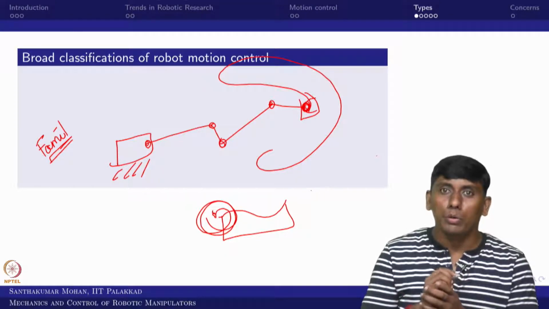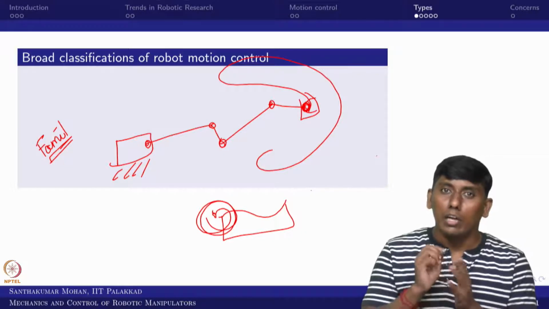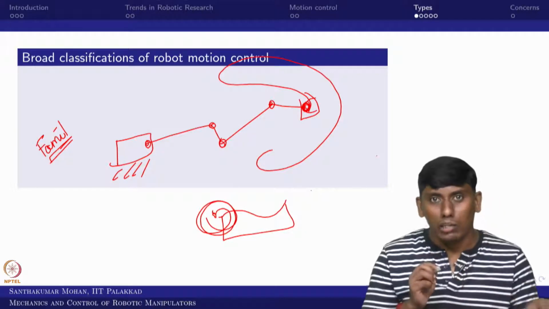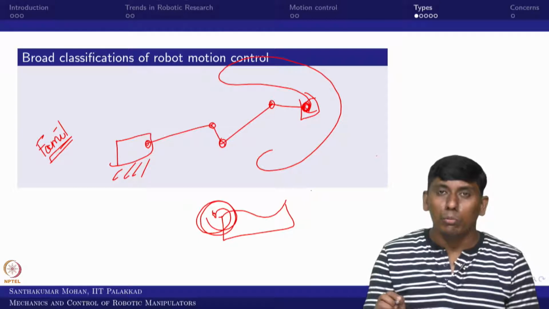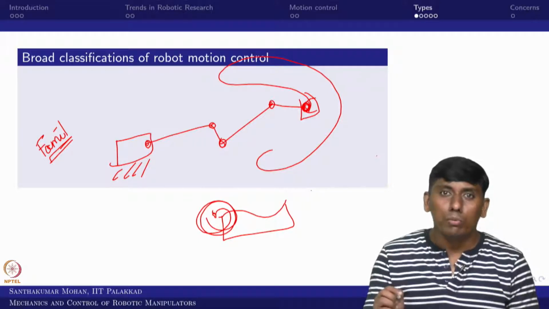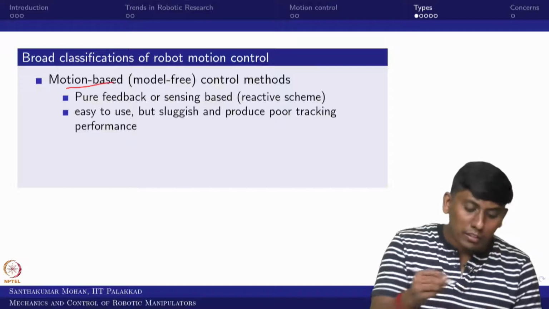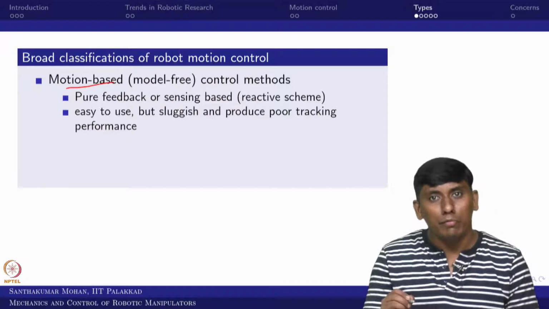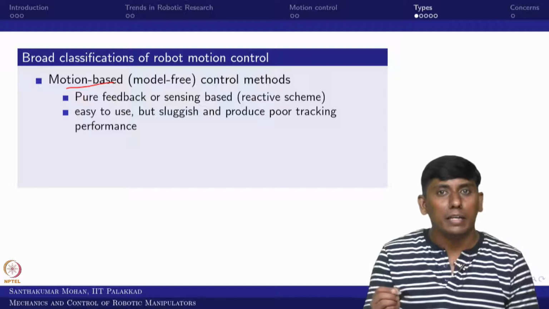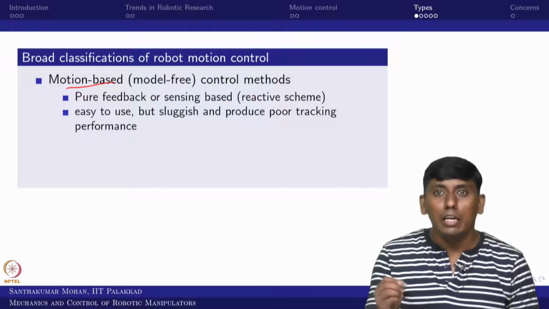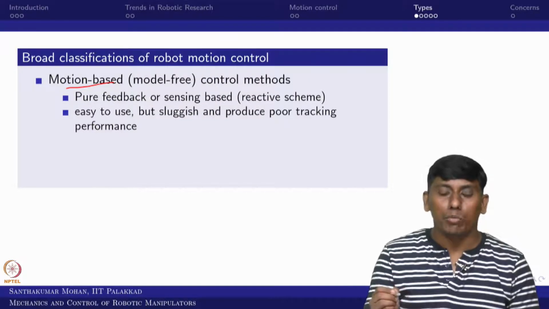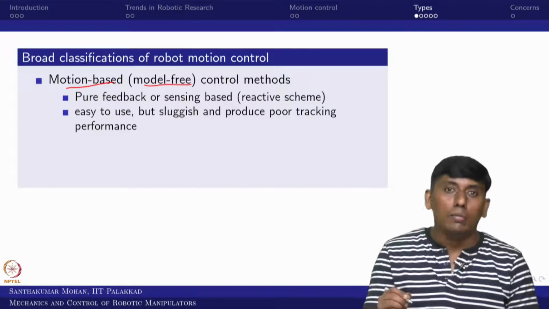Now I hope you have understood that. Now we will move to the broad classification of robot motion control. There are two broad classifications we use. One is called motion based, or some people call it model free. There is only feedback and no model required, and that is what you call model free.